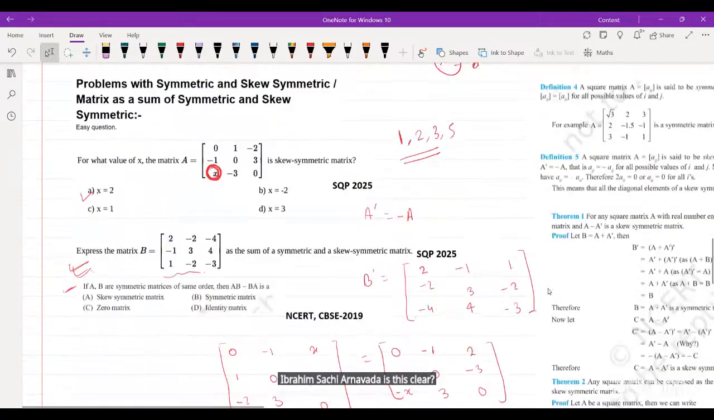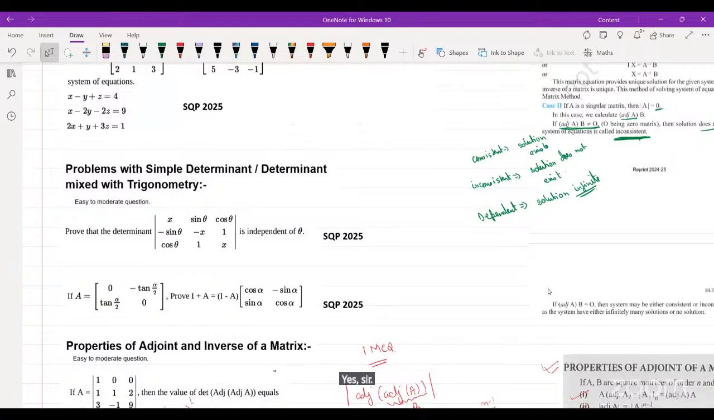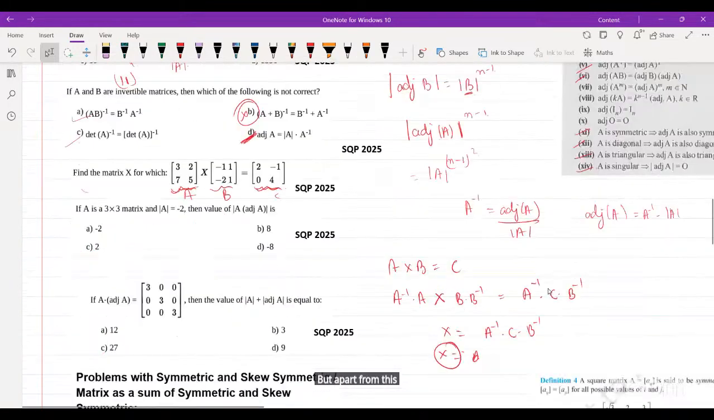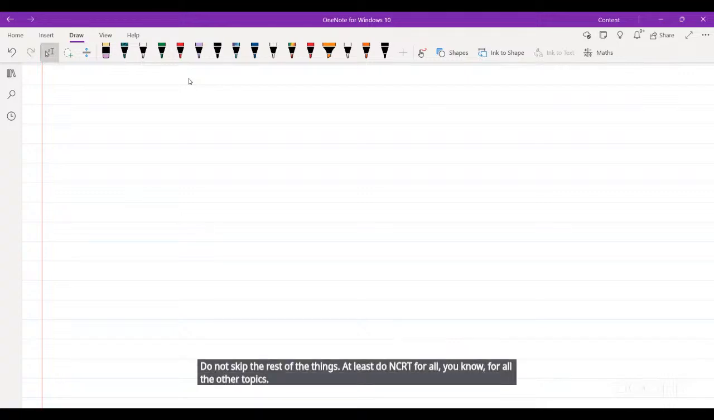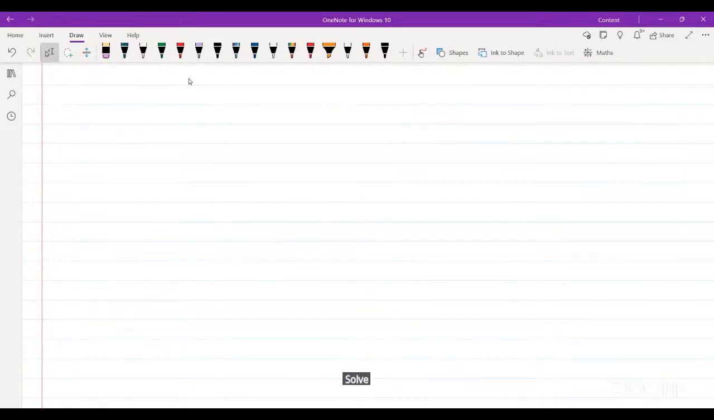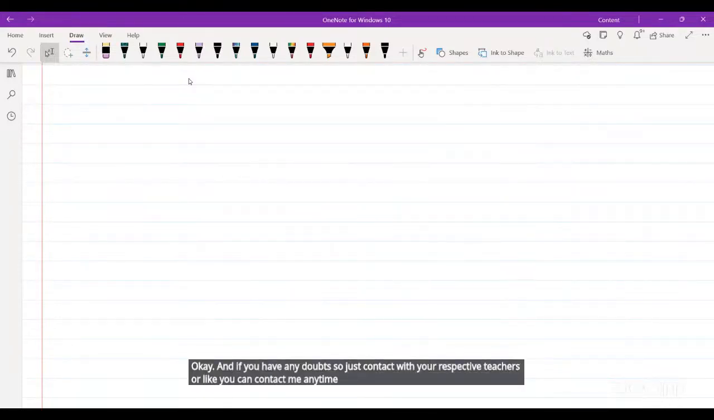Yes, sir. Now see, these were the most important ones. But apart from this, you could skip the rest of the things, but do not skip them. At least do NCERT for all the other topics. Solve Oswal previous year questions, or you can go through RD Sharma, or all-in-one for maths. But keep solving the problems. And if you have any doubts, just contact your respective teachers, or you can contact me anytime. Anyone from us, we are always there to help you guys.